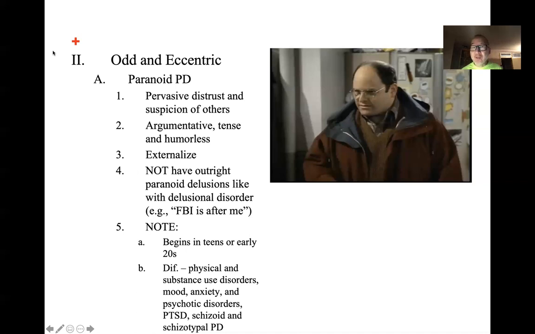a paranoid personality disorder. Okay, it tends to begin in the teens or early 20s, and you need to differentiate this from, say, a psychotic disorder. Make sure that it's not something like schizophrenia or some other kind of psychotic disorder, that it's not PTSD, and that someone's distrustful because of a traumatic, like a wartime incident or having been assaulted, and so on. And you want to distinguish it from the next two disorders that we'll get to right now.